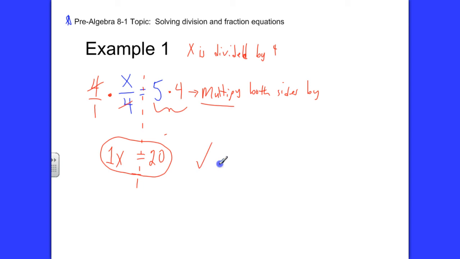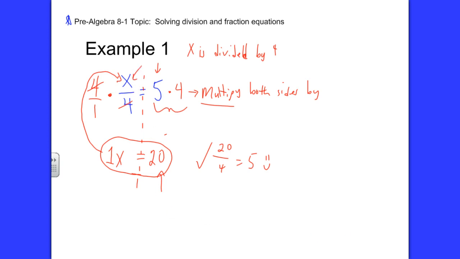Now, I would like you to write this down for your notes: you need to check your answer. Some of you are doing that really well, and some of you still aren't quite understanding how. If x is 20, we can put 20 in there and check: does that work out to be the original value I started with? 20 divided by 4 is 5. So it's true, x is equal to 20, and that's my check. Again, review: x was being divided by 4, and I just did the opposite of whatever was happening to x.